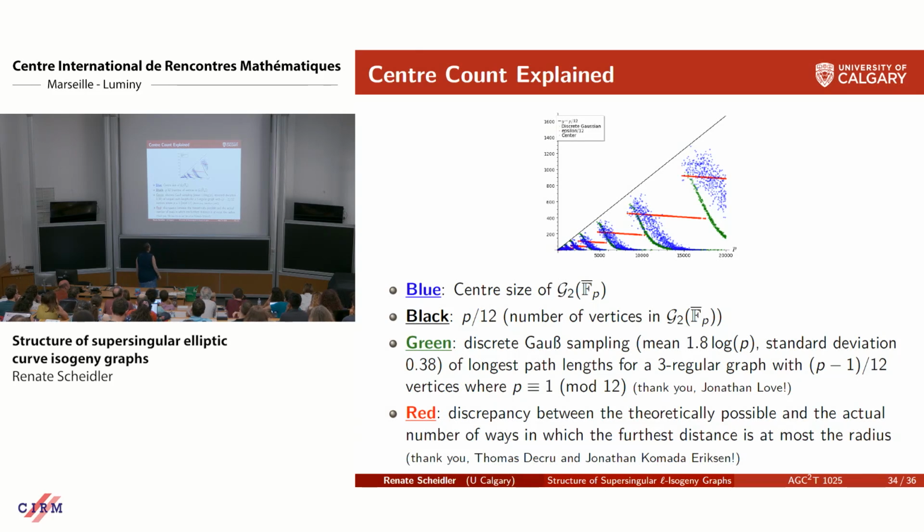These steps came from Thomas Decru and another, Jonathan Komada Eriksen. And they said the following: you can try and think of all the ideal possible ways of having paths of length up to the radius, and compare it to the actual number of paths, to the actual center size, and model this. And so the way you get these red lines is as follows. You model all the possible idealized paths whose length is the radius, or up to the radius. And you do this as follows.